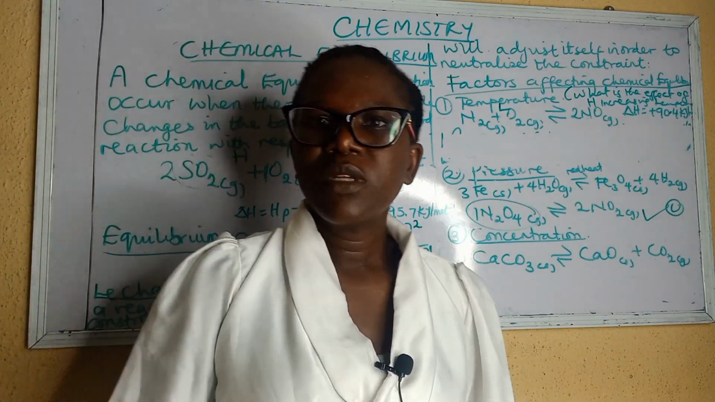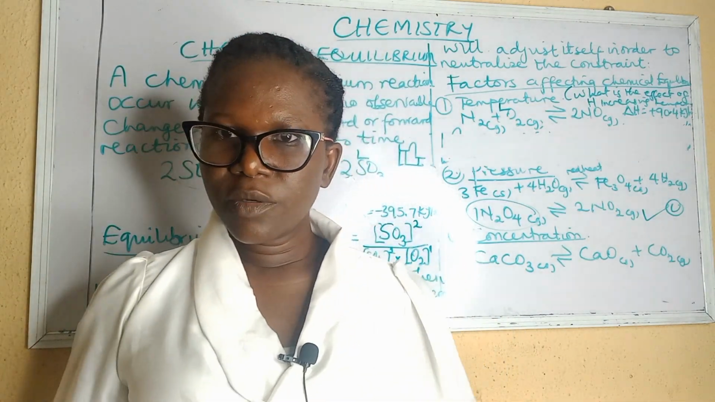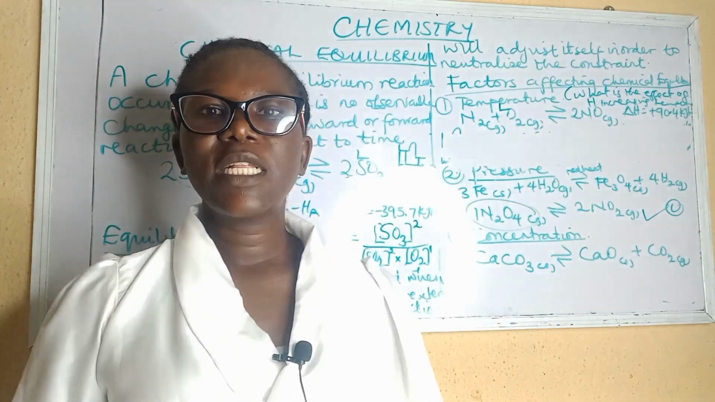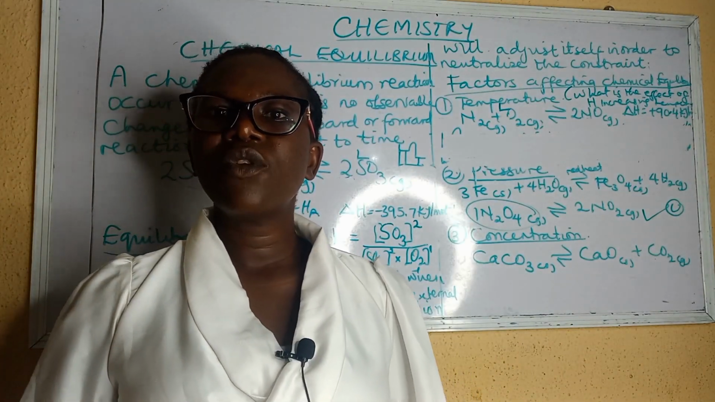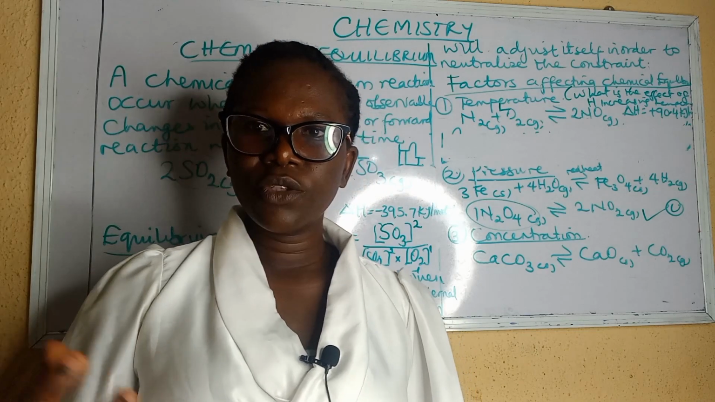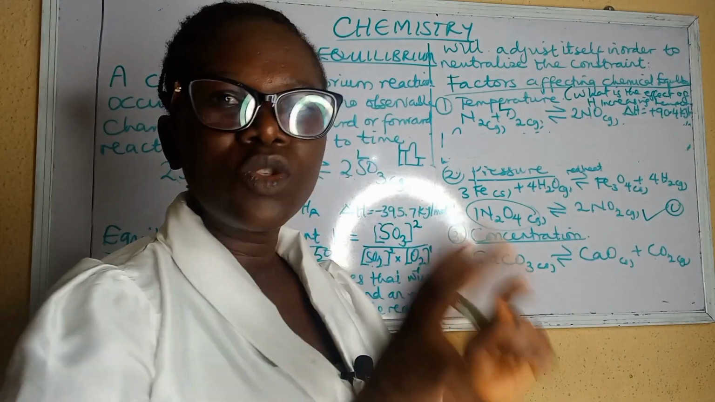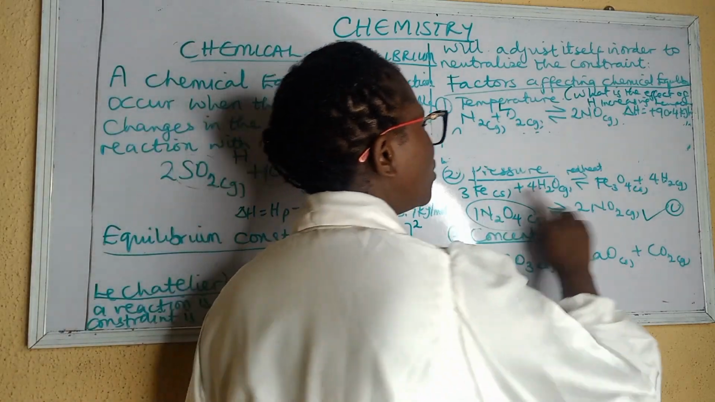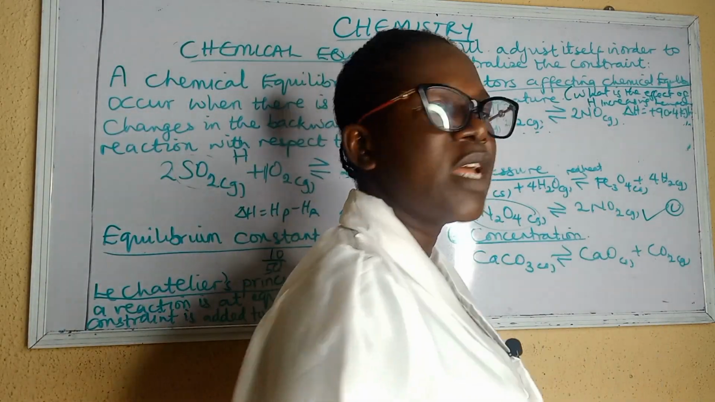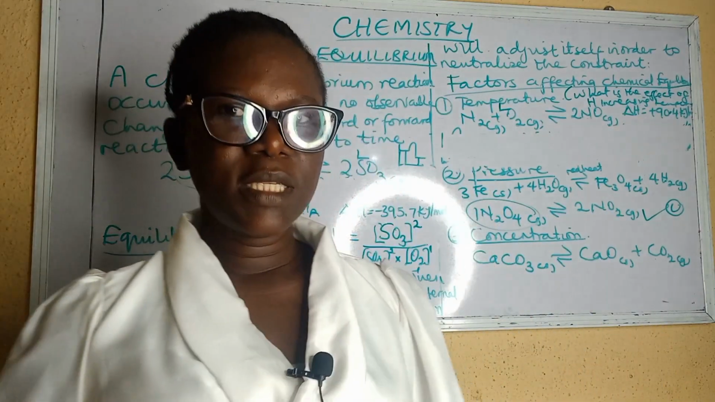Now, if I ask you what is the effect of decreasing the pressure? According to Le Chatelier's principle, the reaction will adjust itself in order to increase the pressure. Which side has a greater number of moles? This product side. That is what will be formed. In that case, the forward reaction is favored. More products are formed and the equilibrium constant is increasing.